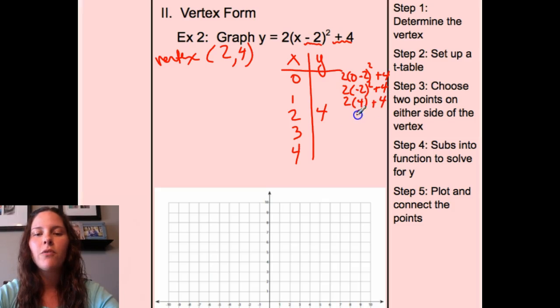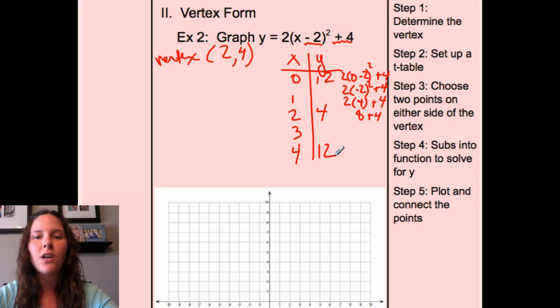We'll multiply before we add. 8 plus 4 is 12. What's nice about the parabola is that because it's symmetric, on the other side, we'll get 12 as well. So thinking about if we substituted a 4 in instead of the 0, everything would come out the same, except for we would have had a positive 2 inside the parentheses.